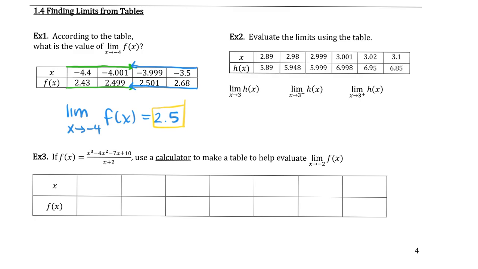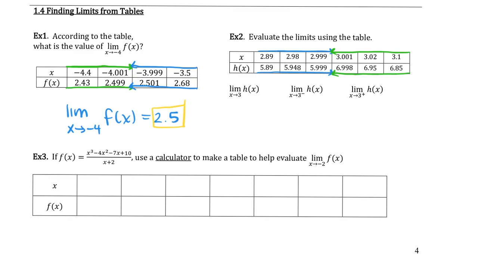Okay, let's look at example 2. We're going to evaluate the limits using the table. Okay, the limit as x approaches 3. So in the x's, there is no x equals 3, and it doesn't matter if there is because it's useless to me. Okay, if x is approaching from the negative side, the y values look like they're approaching maybe 6. Okay, if I come from the positive side, the y values look like they are approaching 7.